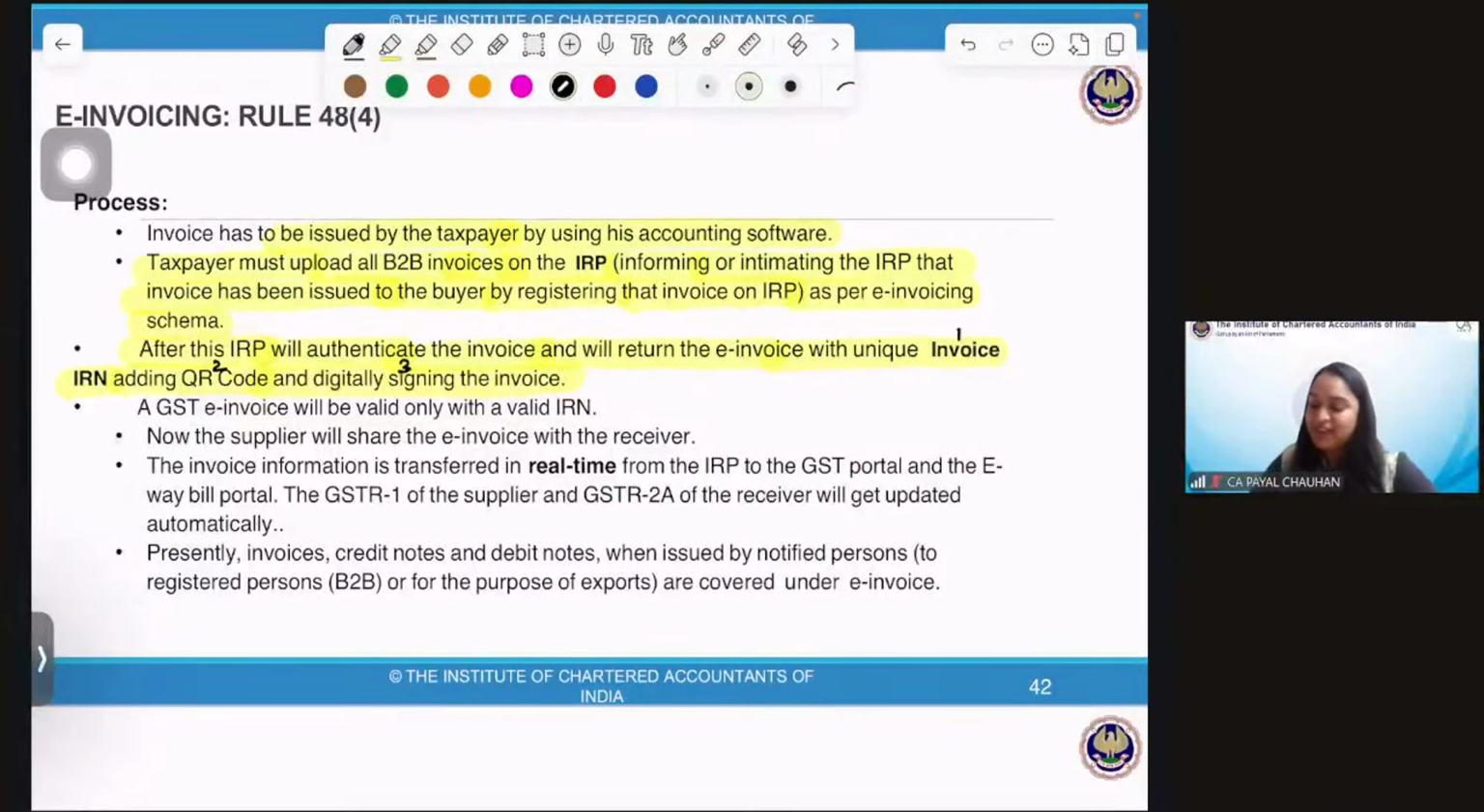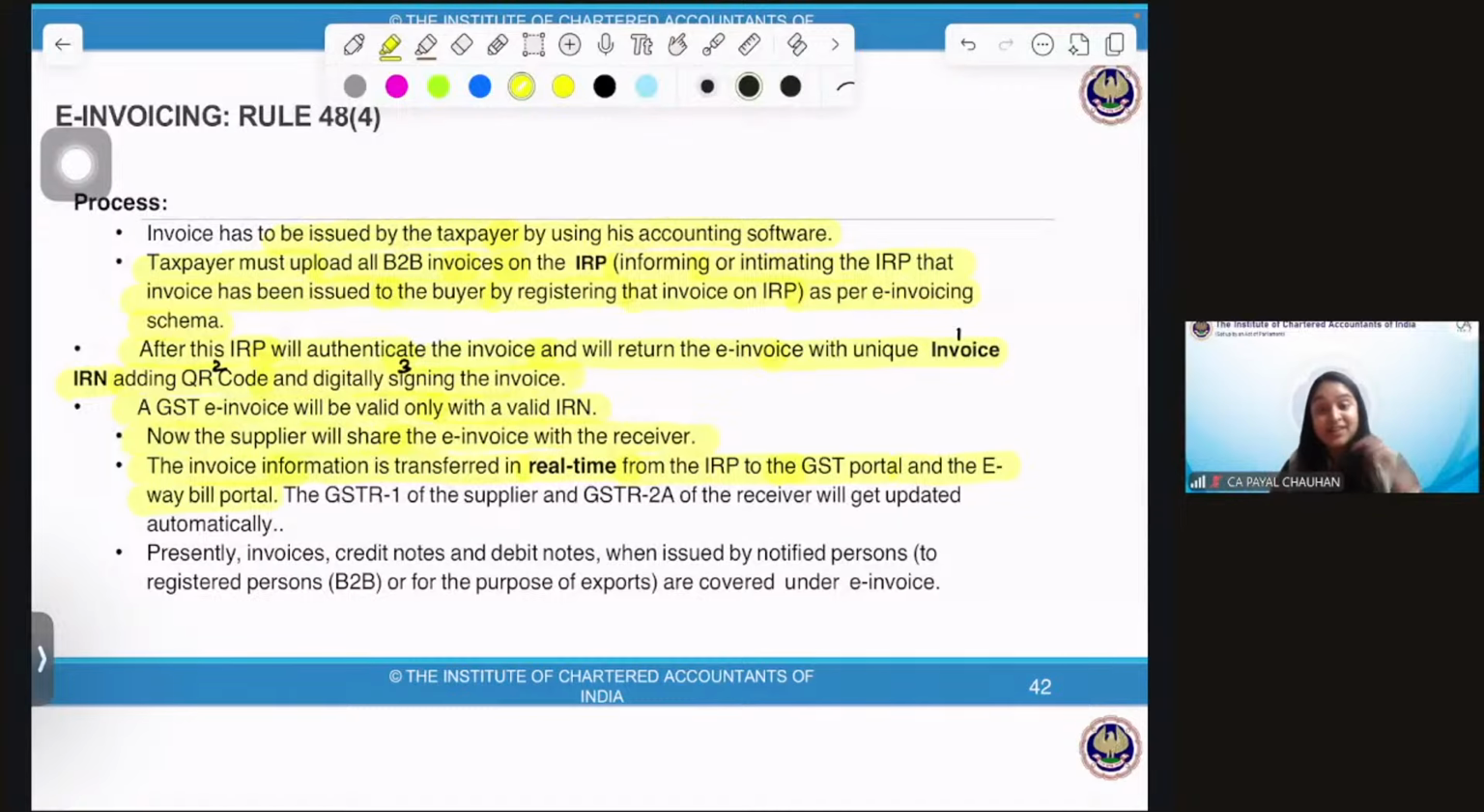Perfect. Now we'll proceed. A GST e-invoice will be valid only when a valid IRN is there. If we don't have an IRN on the e-invoice, then it's not authenticated and it is not valid. Now, the supplier shall share the e-invoice with the receiver. Now, I'll share that e-invoice to Anil. Then, the information is transferred in real time from IRP to the GST portal and the e-way bill portal.